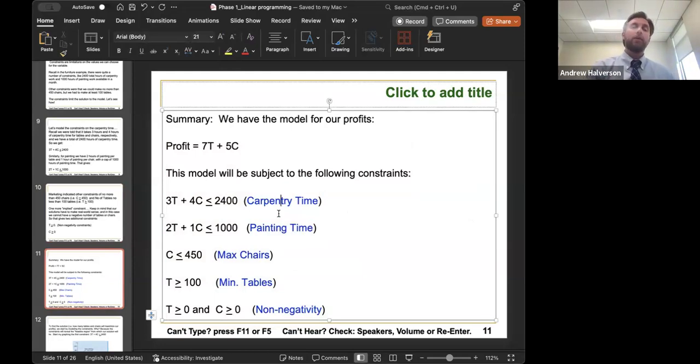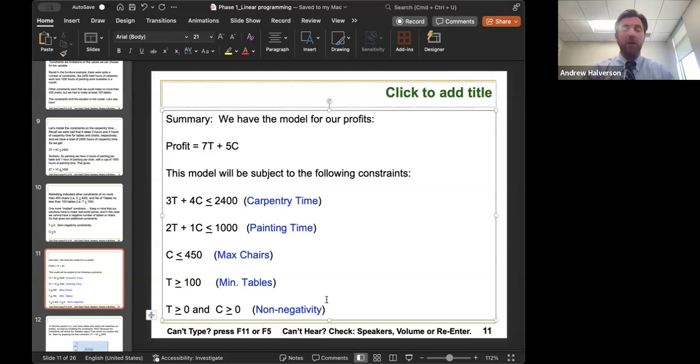So step one, set up and define your variables. Step two, create your objective function. Step three, create your constraints. And that's all really a part of the formulation step, turning the word problem into a model. Now we're ready for the solve step.